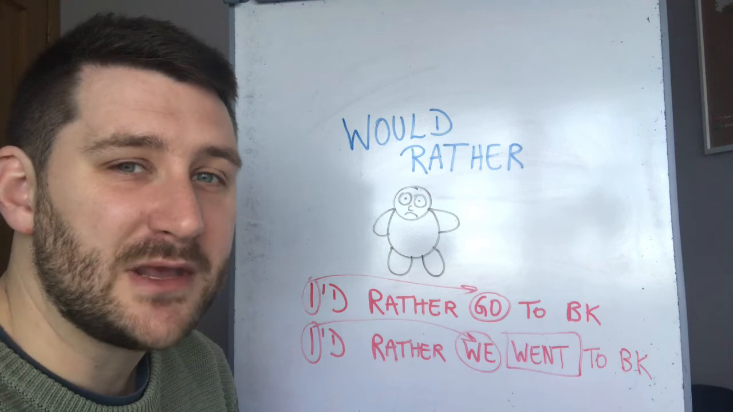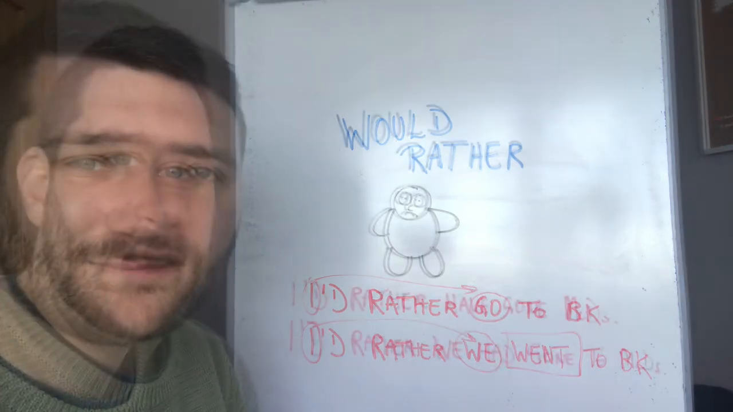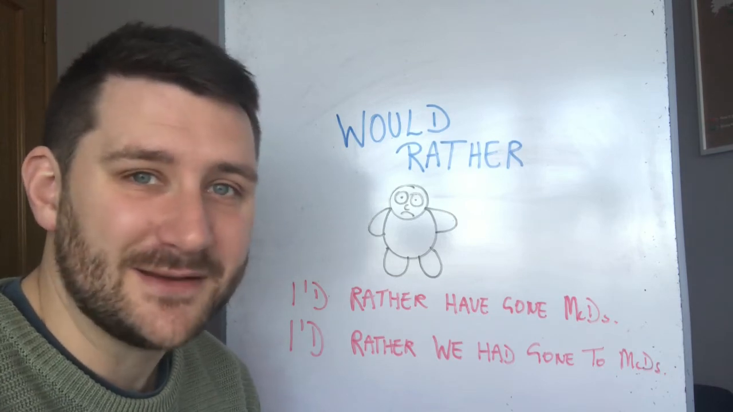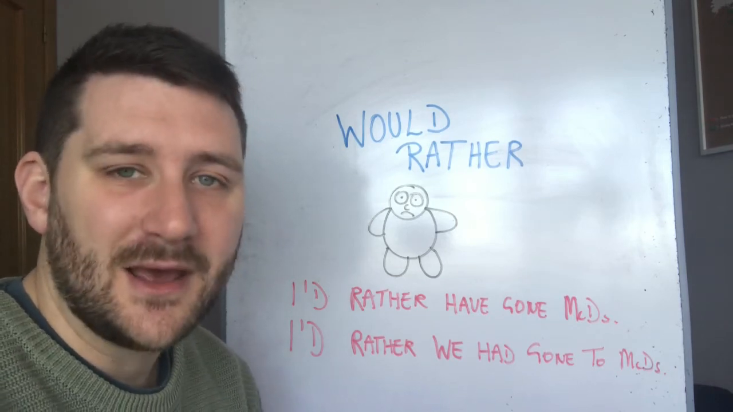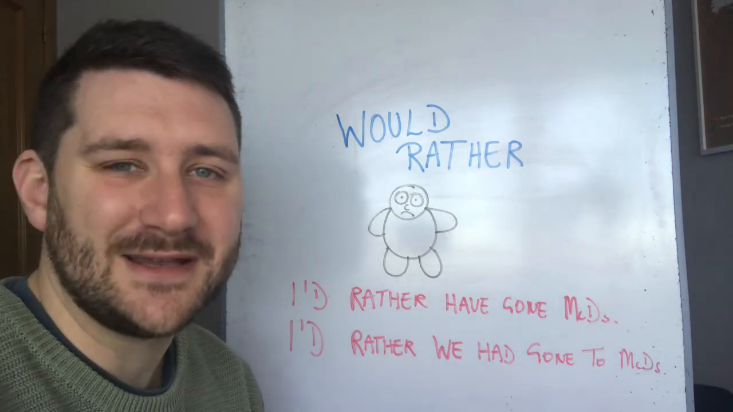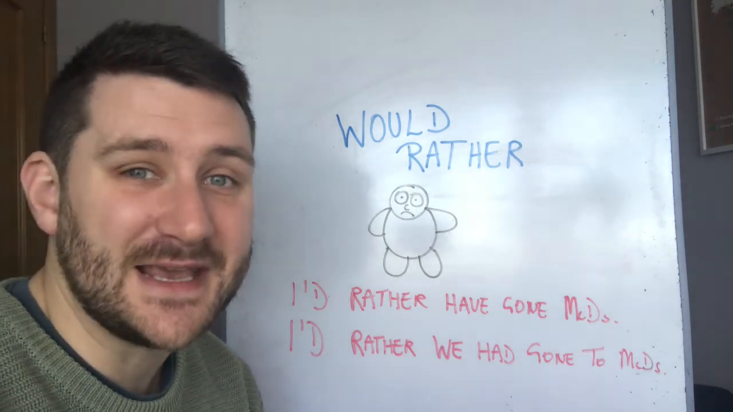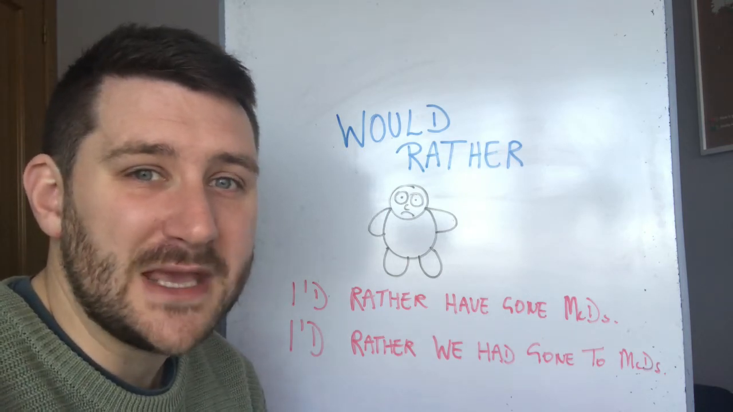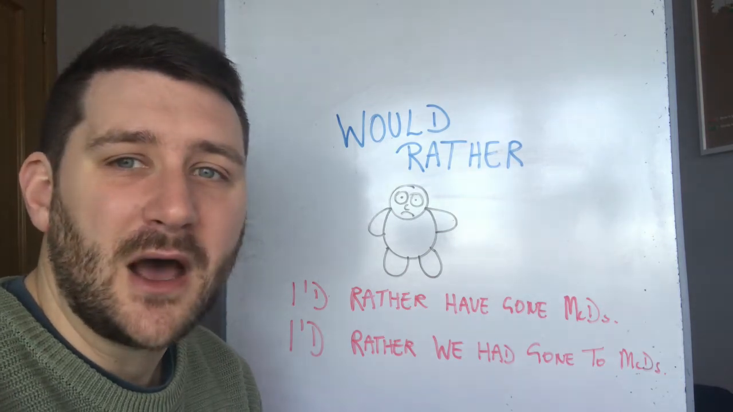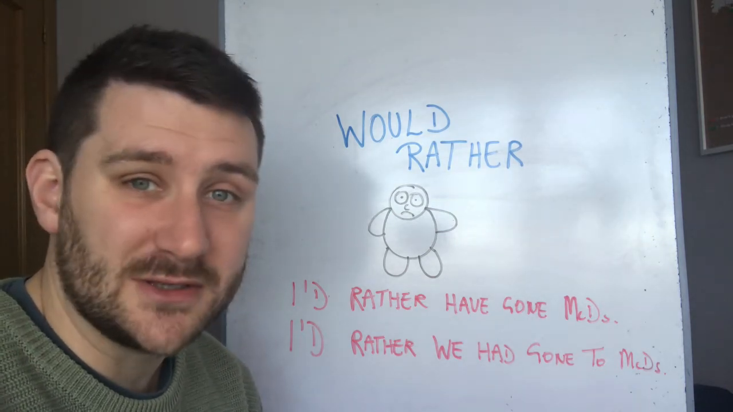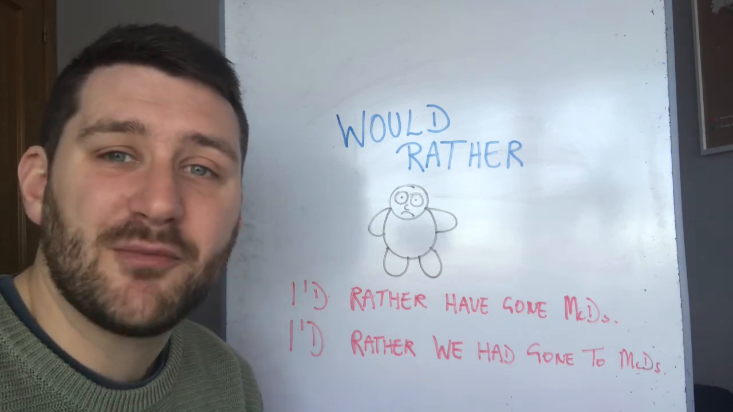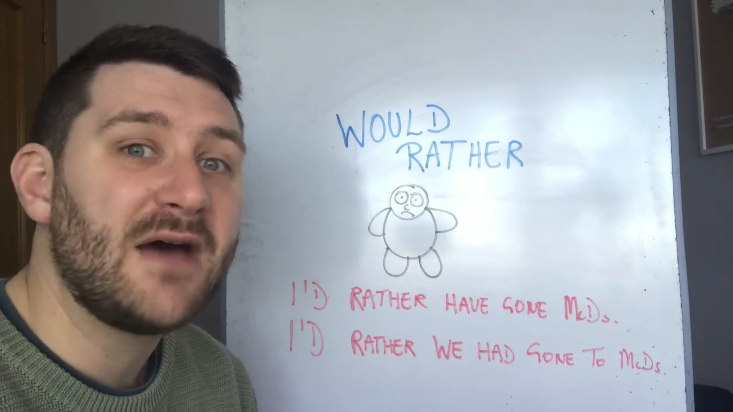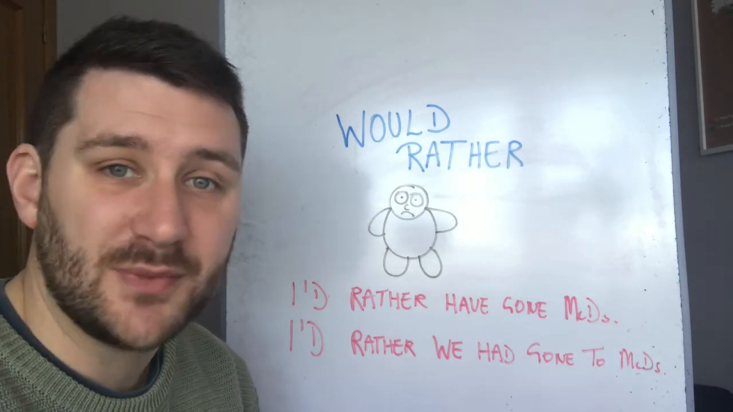Now we're going to have a look at how he would do the same thing in the past. Okay, fast forward 24 hours. 24 hours in the future, Ralph has been to Burger King. He has eaten numerous Whoppers, and he's now lying in bed feeling very sick. And he says to himself, well, McDonald's burgers don't normally make me feel so sick. I'd rather have gone to McDonald's. Okay, so he's expressing a preference in the past now.